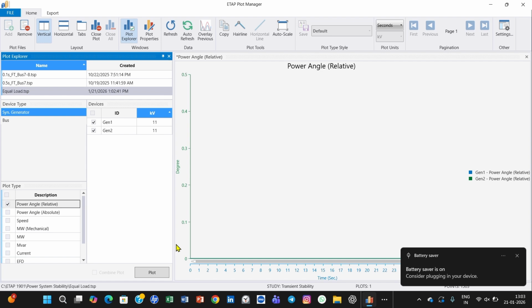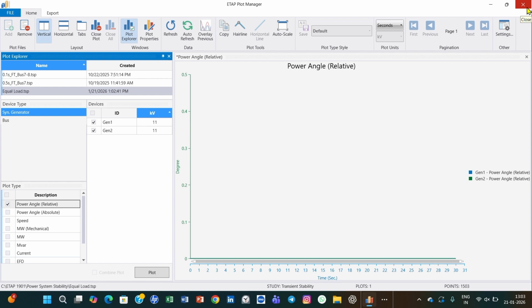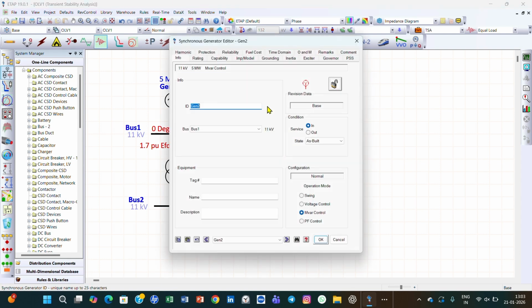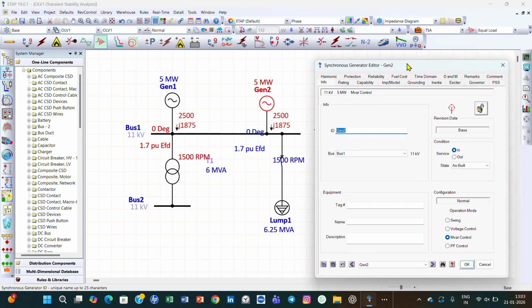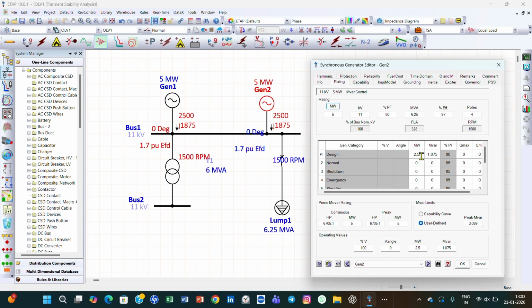Now in the second case, we will load the generators unequally and see what is the effect on the rotor angle. First of all, we will close this and we will close this again. Now we can load the two generators unequally. The total load is 5,000 kilowatt, that is 5 megawatt. So 10% of load will be 0.5 and the other will be 0.375, and click OK.